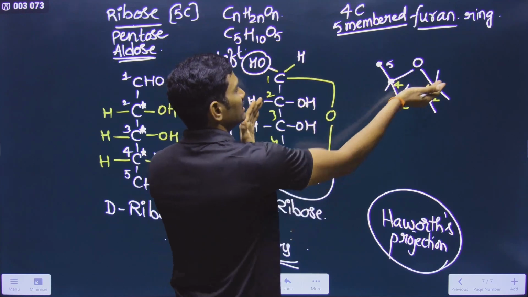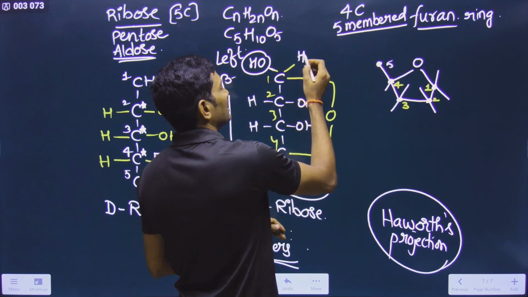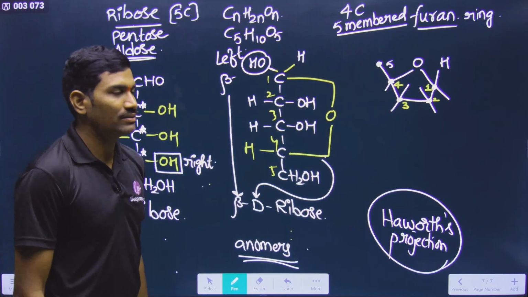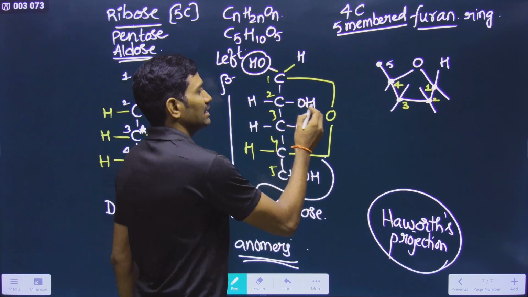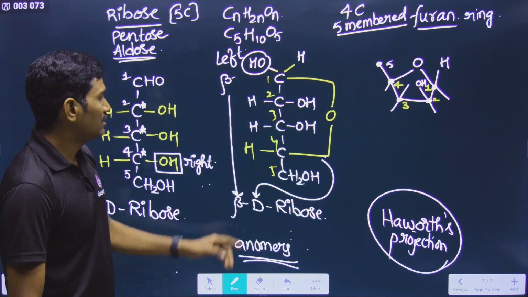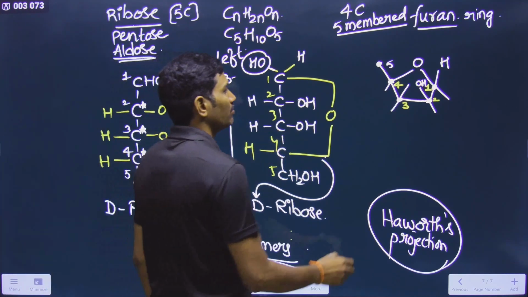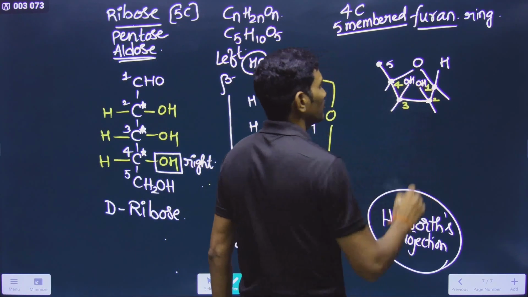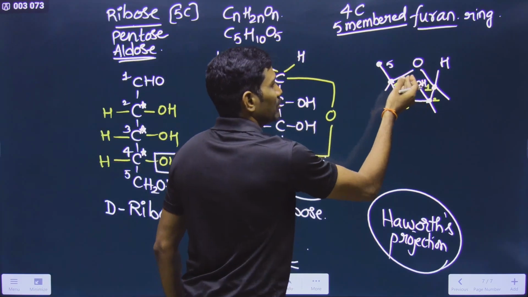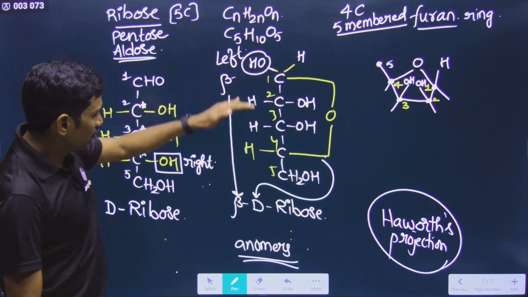Right side information means above the plane. First carbon, right side H, so it is above the plane. Next, second carbon, right side OH, so second carbon OH is above the plane. Third carbon OH above the plane. Right side, so this is how you are representing it. Understand this: here on the right side, above the plane.